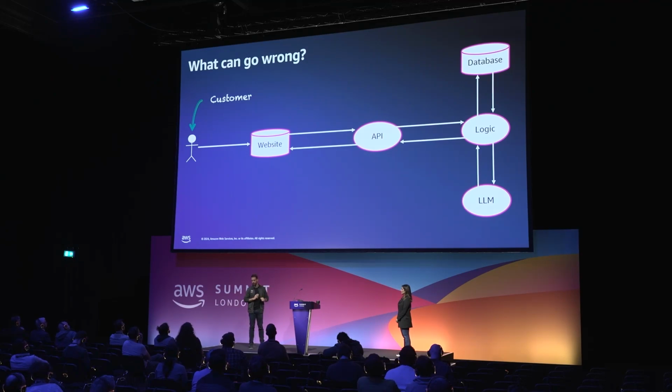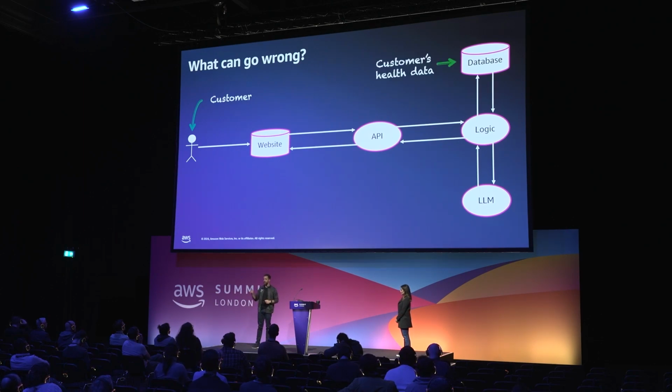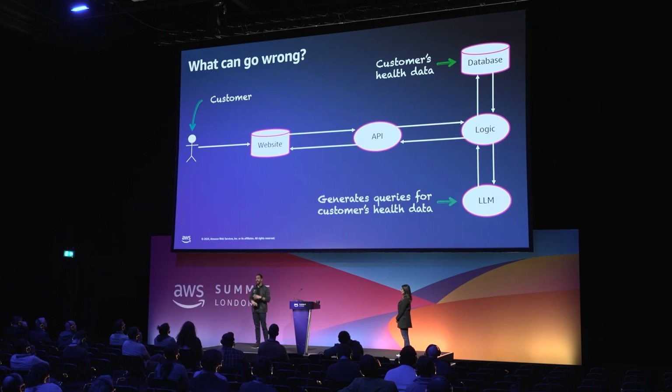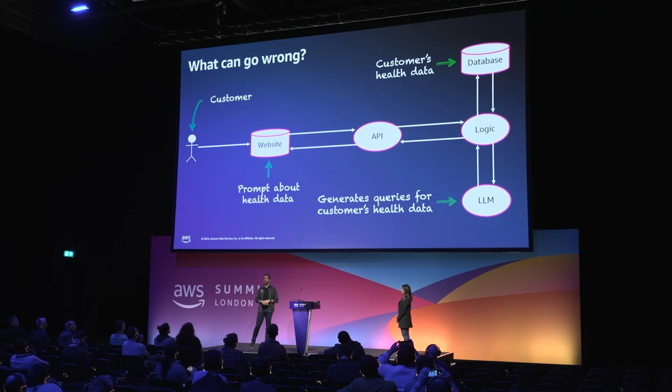So going back to our data flow diagram, if we remember what Deanna explained to us as how the flow works, we have our customer. They are inputting something into the website, but ultimately that data is stored in this database. And our LLM is actually generating the SQL queries, or the queries for that customer health data that's passed through the logic into that database and then returned to the customer. But importantly, that is all triggered from this initial prompt about that health data, right? So that initial prompt that the customer is putting in to the website.